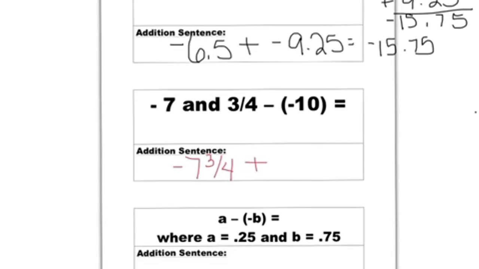Flip subtraction to addition. Change the sign of the second number so that becomes 10. So now we have negative 7 3/4 plus 10. We've now said that the balloon starts at negative 7 3/4 and we are adding 10 bags of gas, which will make it go up. Remember, adding gas and taking away sand are the same thing.